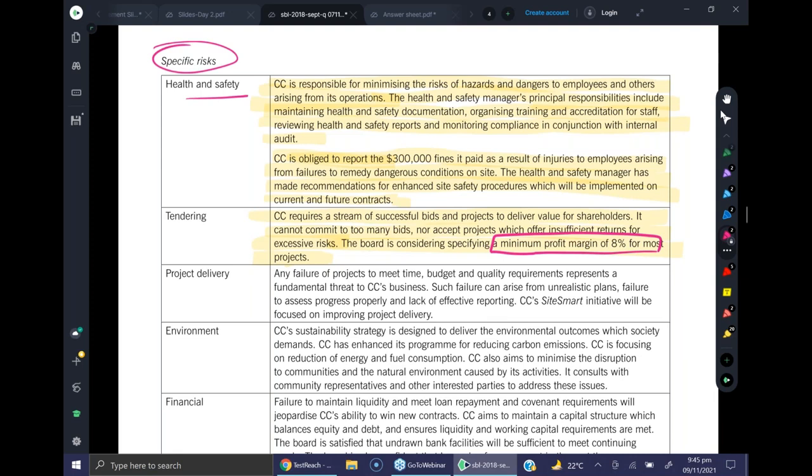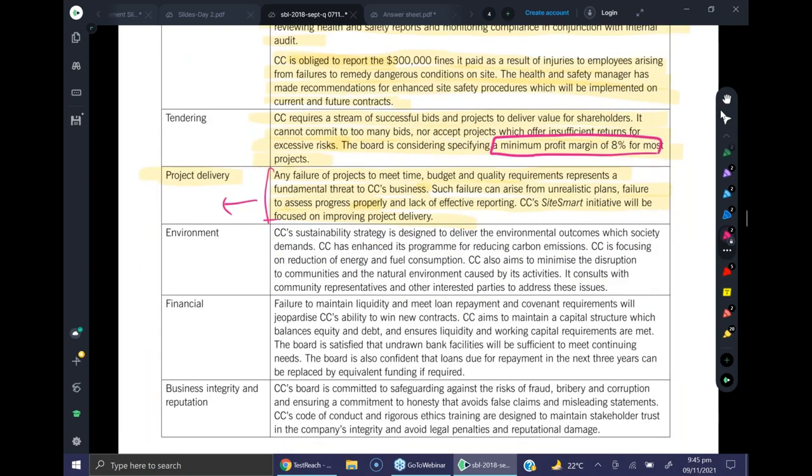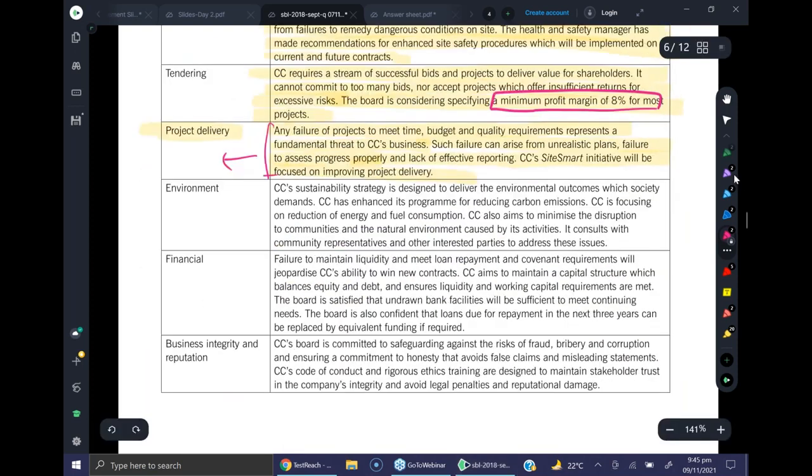The next risk is project delivery. Any failure of a project to meet time, budget, and quality requirements represents a fundamental threat to CC's business. Such failure can arise from unrealistic plans, failure to assess progress properly, and lack of effective reporting. CC's Site Smart initiative will be focused on improving project delivery. Okay, now this point is also linked with the minister's criteria, which is given in Exhibit 2. But for the time being, you can take it as one of the risks the company is facing.